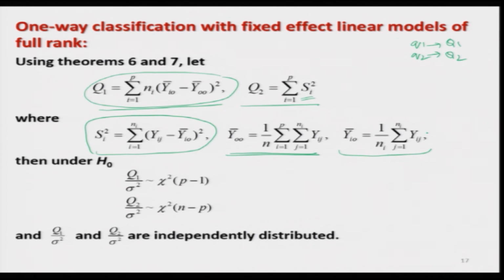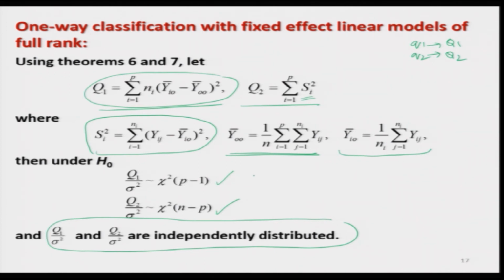So, you simply take the sample from the population and find its sample mean, that is all. Now, you have used this result earlier and proved that Q1 upon sigma square follows a chi-square distribution with p minus 1 degrees of freedom, and Q2 upon sigma square follows a chi-square distribution with n minus p degrees of freedom. You also proved that those two quadratic forms are independently distributed in theorems 6 and 7 earlier. So, I can say directly that Q1 upon sigma square and Q2 upon sigma square are independently distributed.